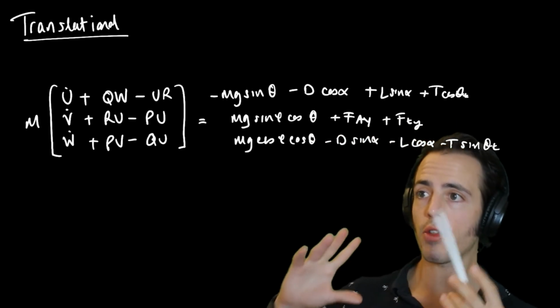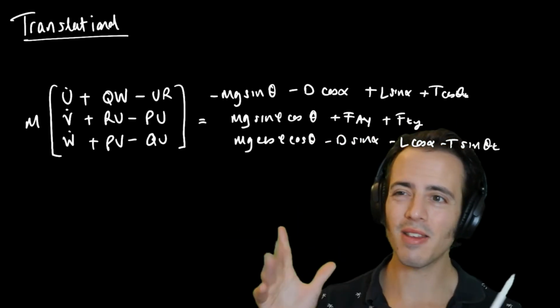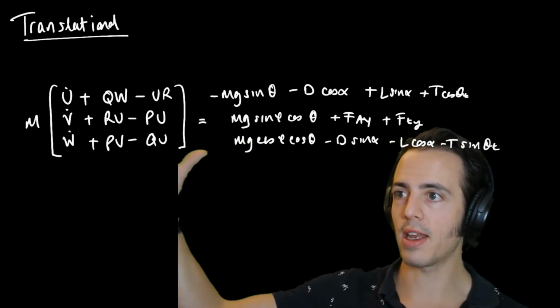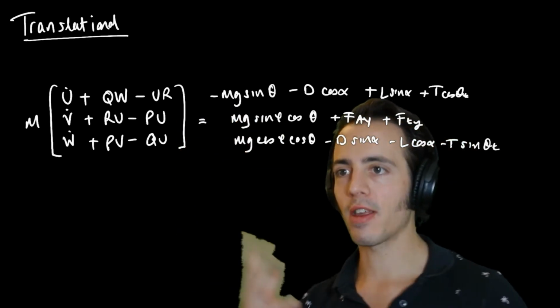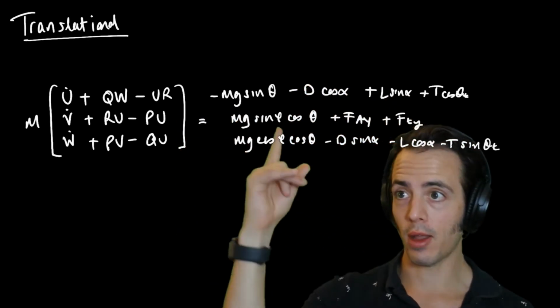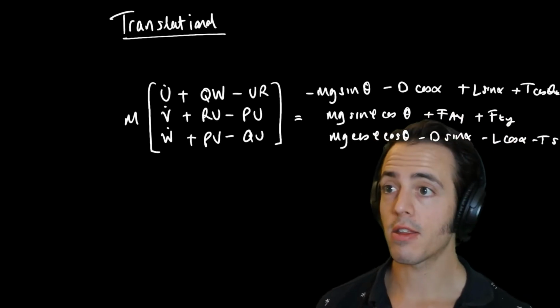Okay, so we've got the translational equations of motion. You might wonder why I switched to this white on black, and it's because I can move things around and I can appear behind my notes so I can talk about them a little bit better. So let's just talk about what we have here.